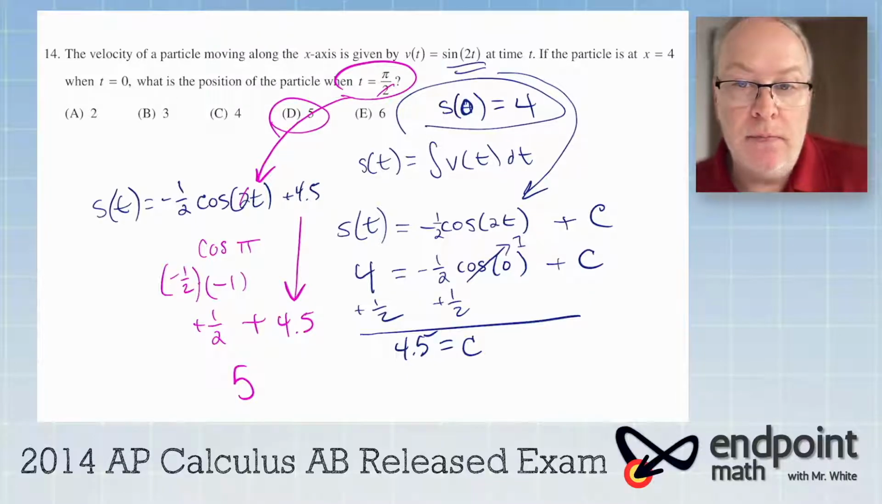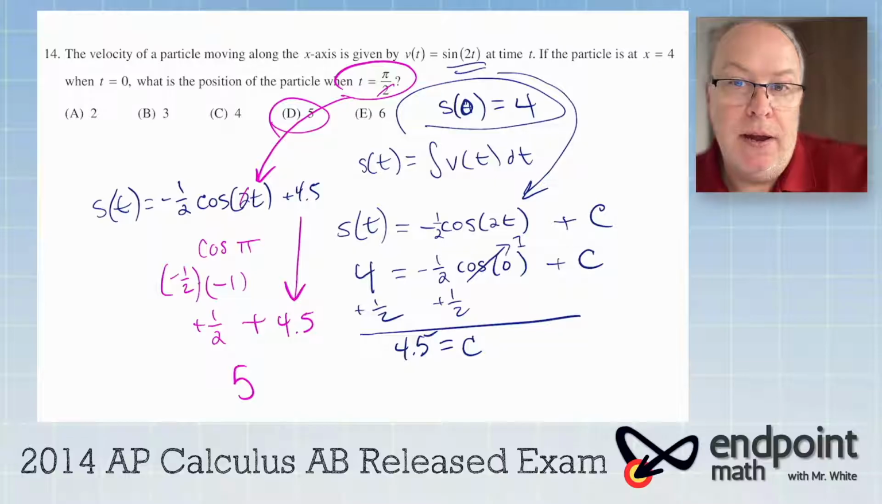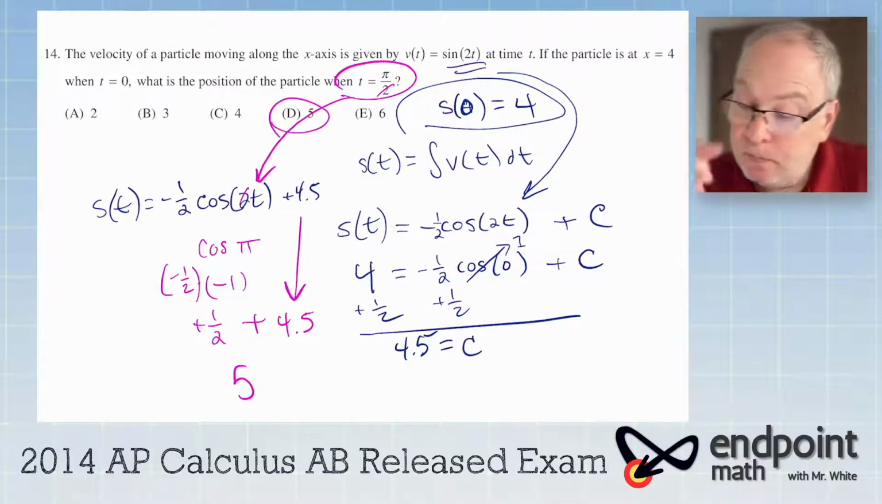It started at 1, and then it moved to the right all the way to 5 at that point in time. All right.